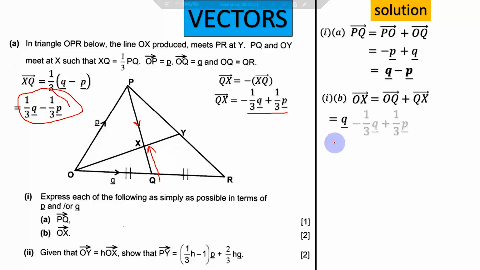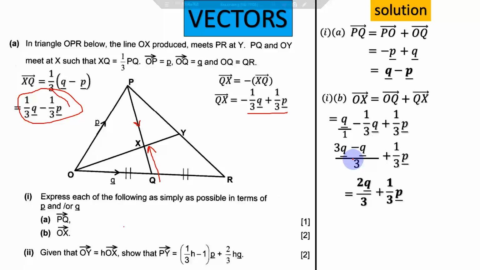All right, let us substitute. Now this Q and this, they are like terms. Introduce a 1 on Q, common denominator, which is 3. 1 into 3, that's 3. 3 times Q, we have 3Q. Then 3 into 3, that is 1. 1 times negative 1Q, it will be negative Q. Bring that one just as it is. Then here we subtract, so we have 2Q over 3 plus 1 over 3P. This is the value for OX as our vector.